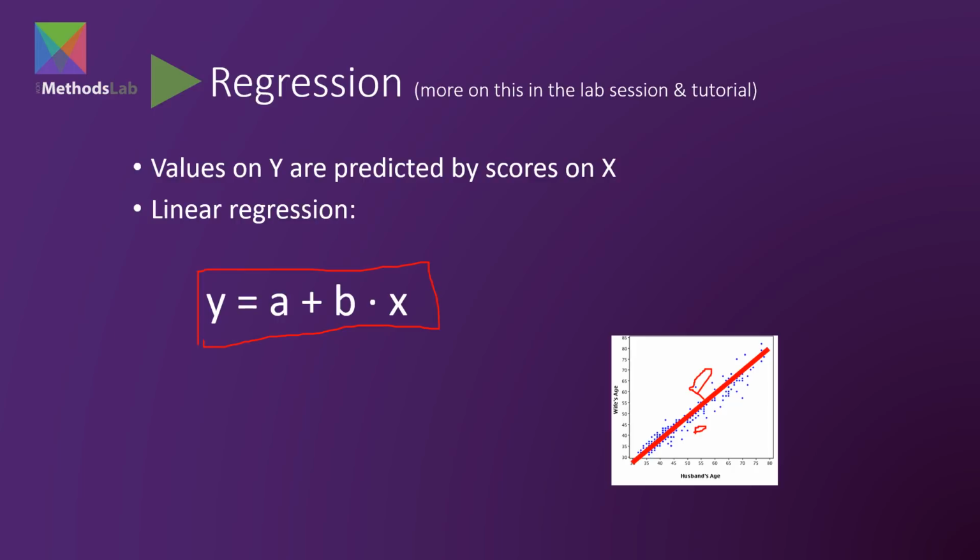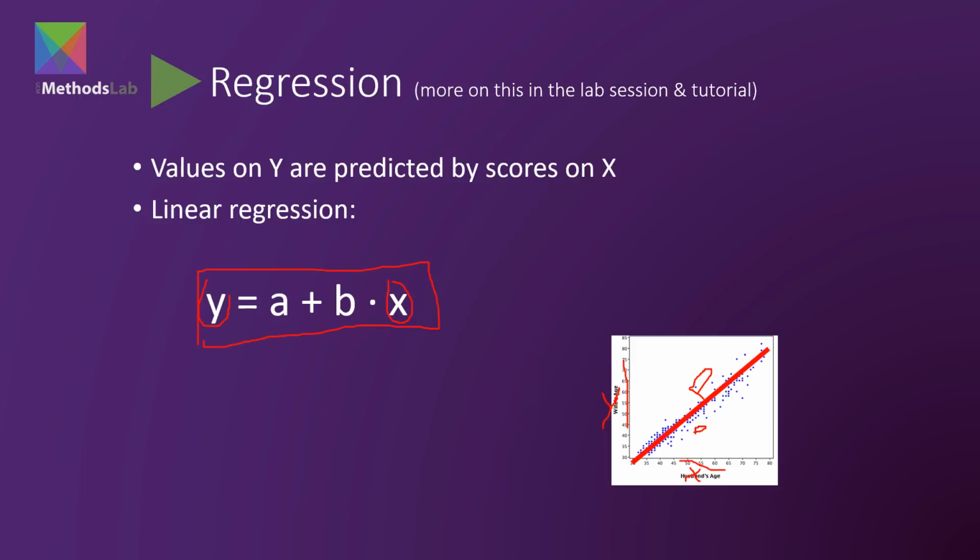As you see, it's a straight line, and the straight line is described by this equation. On the bottom axis, we have x. On the vertical axis, we have y. That's how plots work, right? I'm sure you've talked about this in high school. What we're doing is predicting values on y, in other words, how old was the wife, by values on x, in other words, how old was the husband in this example.